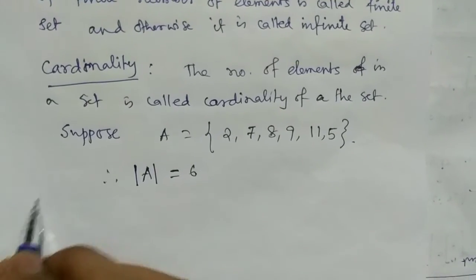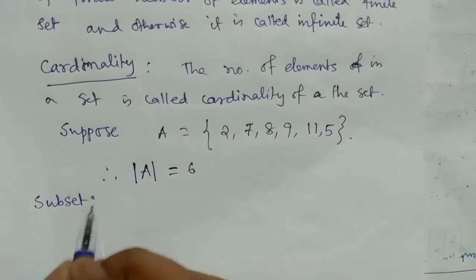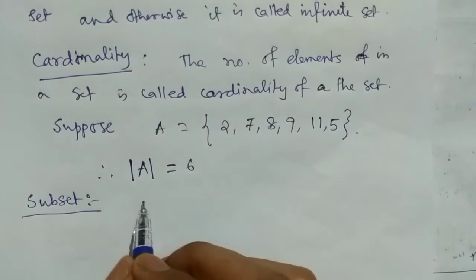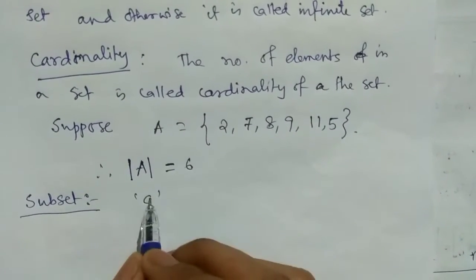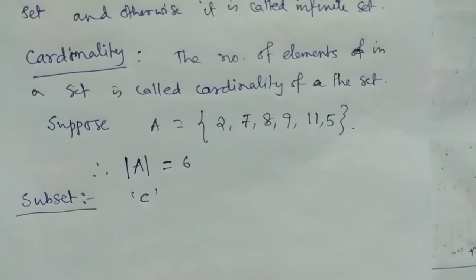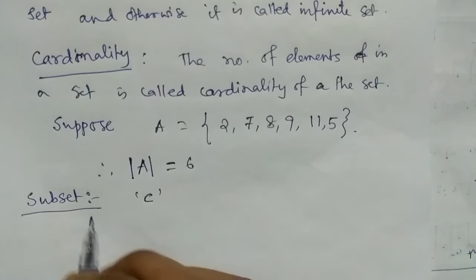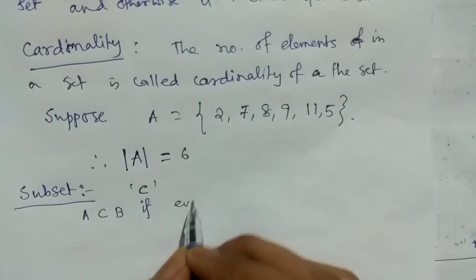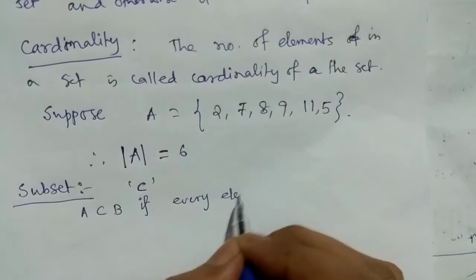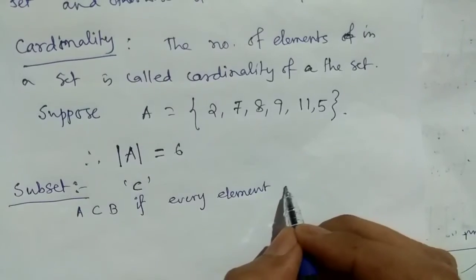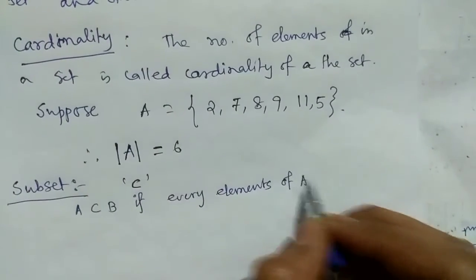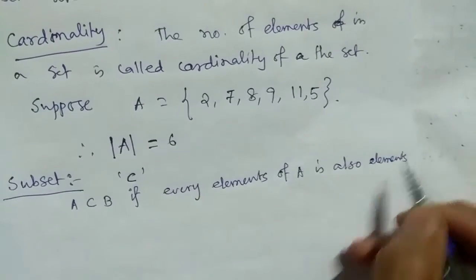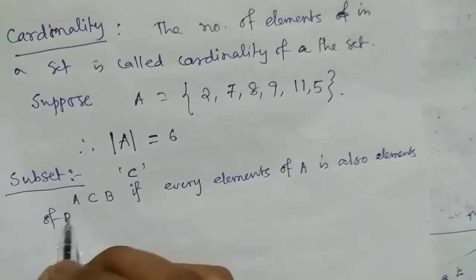Okay, now we define subset. What is a subset? We denote a subset by this symbol. A is a subset of B if every element of A is also an element of B.